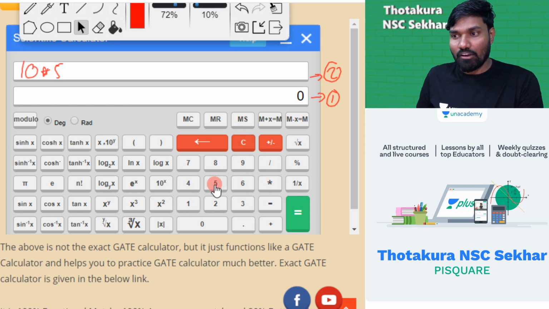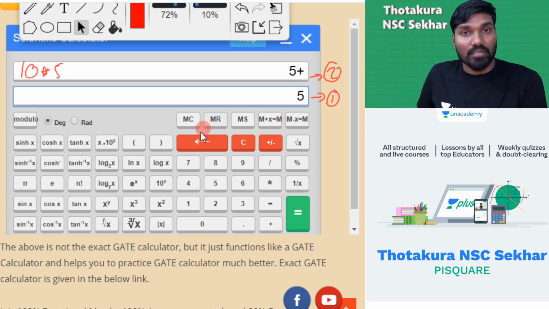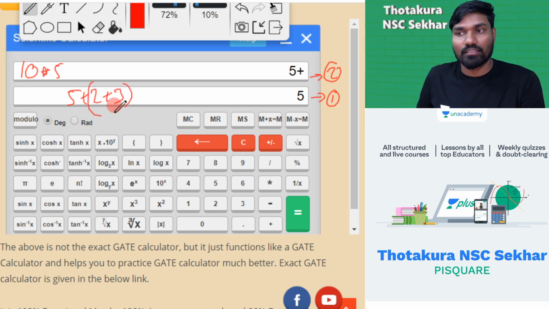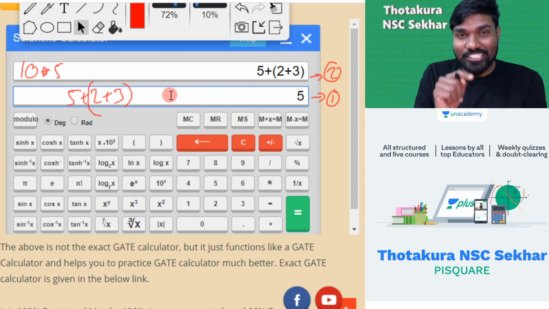See here, suppose I want to perform 5 plus 2 plus 3. I perform 5 plus, it is done. Then I open the bracket, 2 plus 3, and close the bracket. We got 5. What is this 5? This is the initial result.